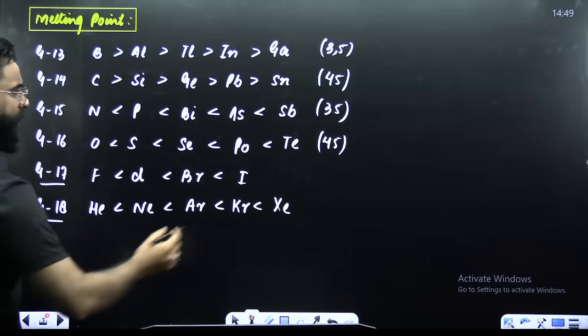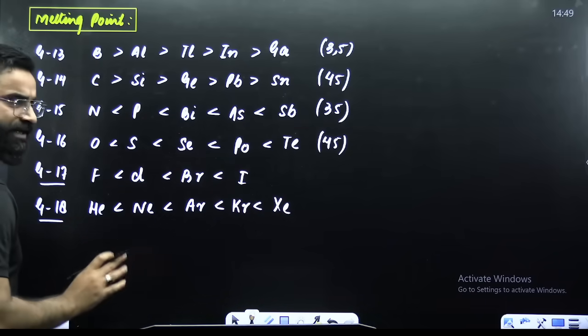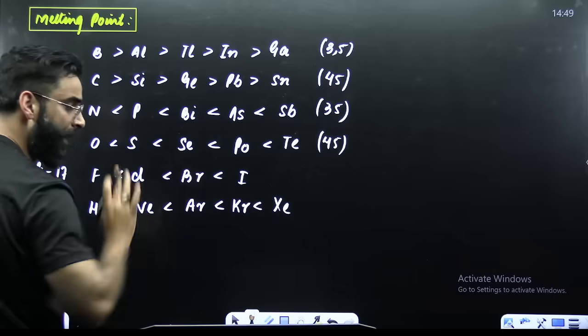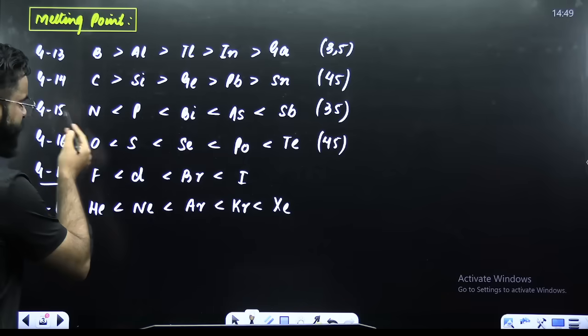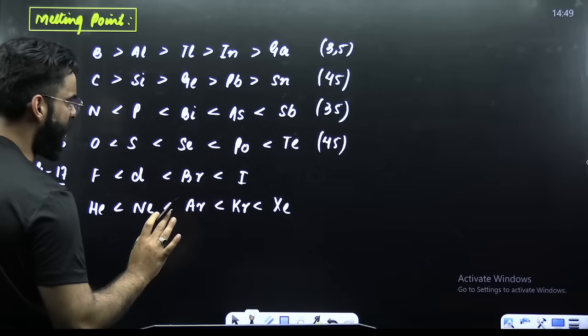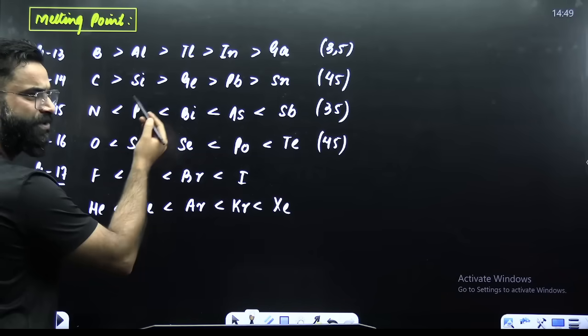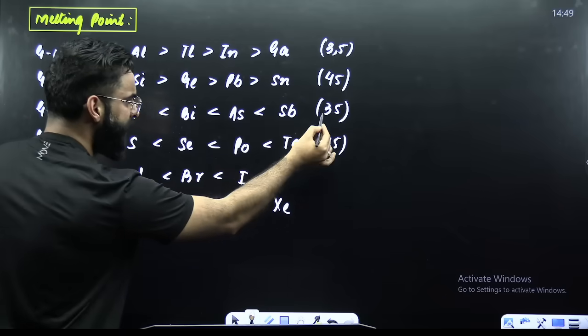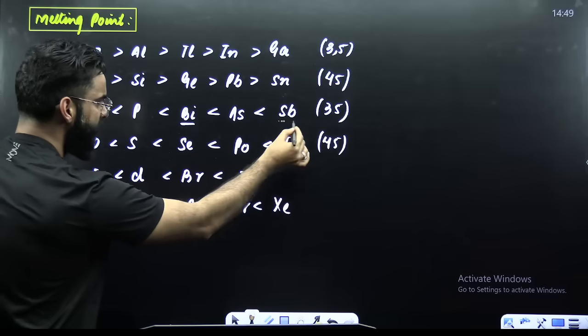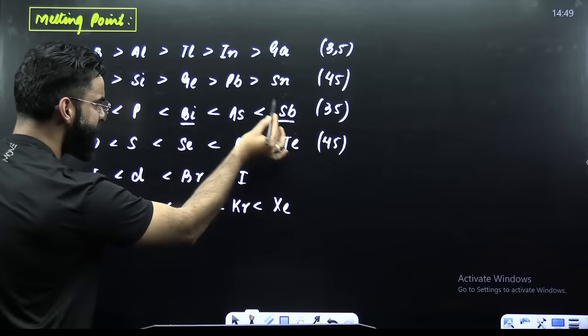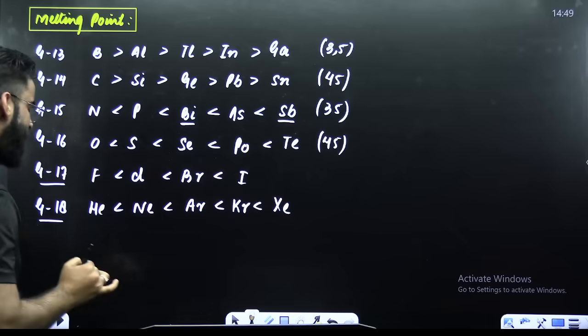Similarly, group 15, 3rd and 5th position you have to interchange. First of all, you know down the group melting point increases in group 15. Perfect. So the order should be nitrogen, phosphorus, arsenic, antimony, bismuth. But you have to interchange the elements 3 and 5, right? So technically, antimony should come here, bismuth should come here, but the order is reversed.